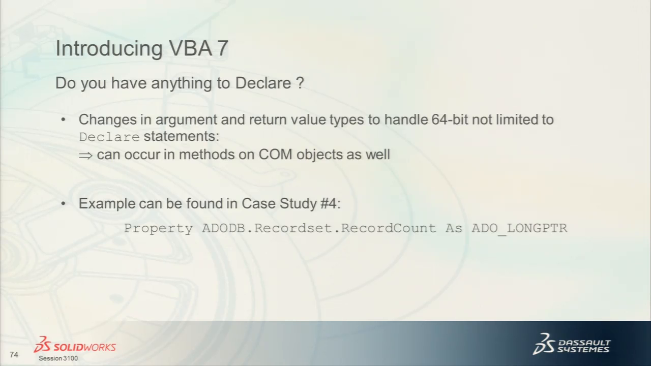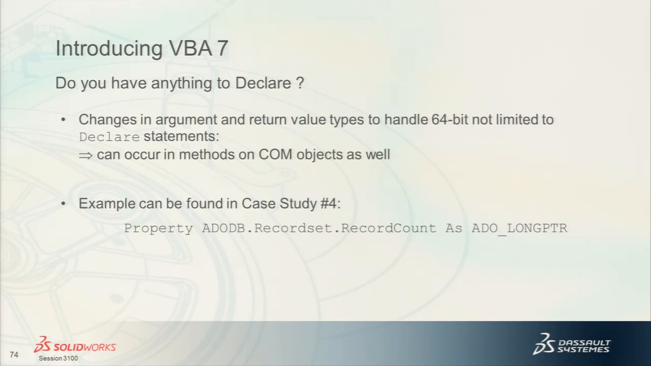Word of warning, these changes are not limited to declare statements. It can occur in COM objects as well. Case 34 has an example. I was using a property called RecordCount on a recordset. I was using a Long on that, and when I ported the example to 64-bit, it said, well, I can't do it. Check, the type is incorrect. So I had to change that again.